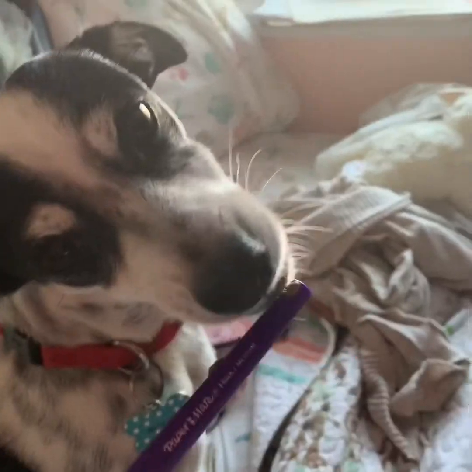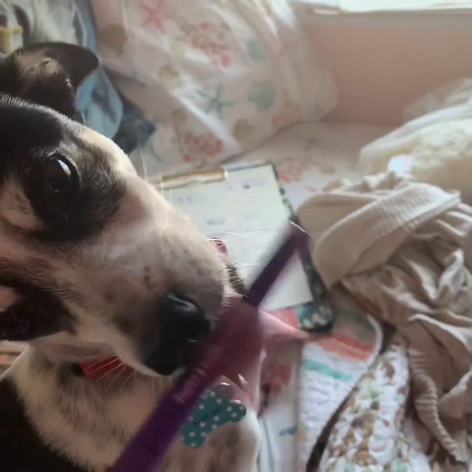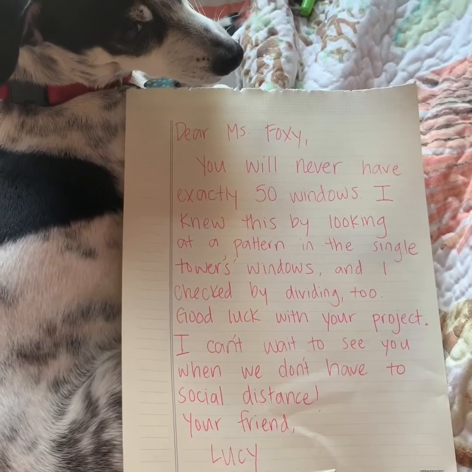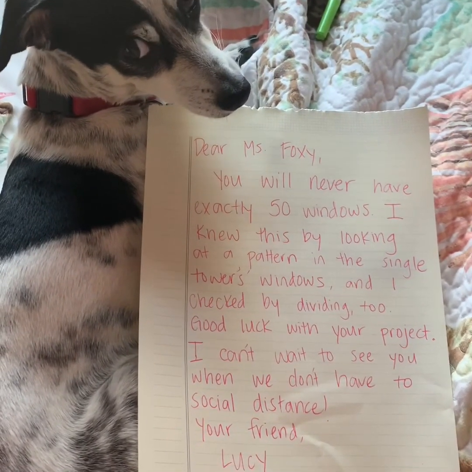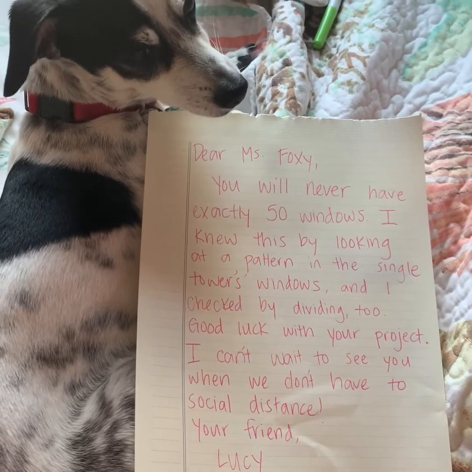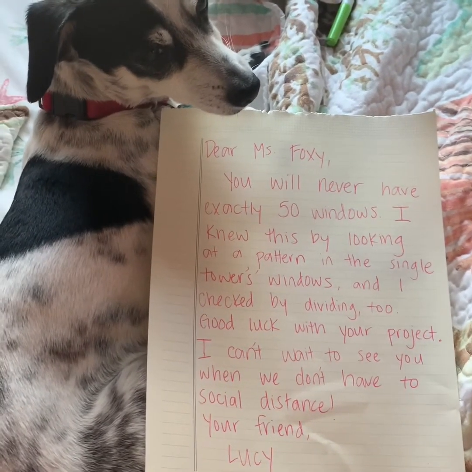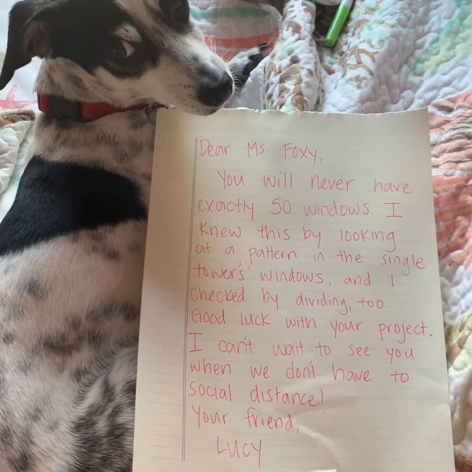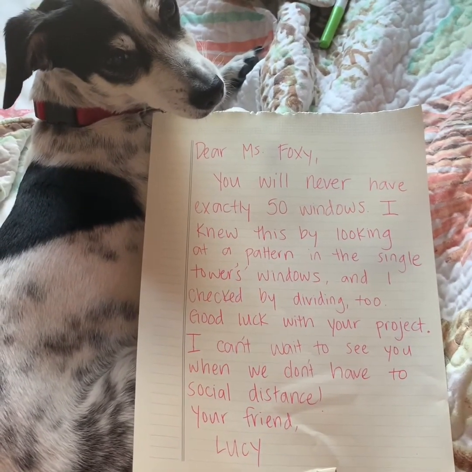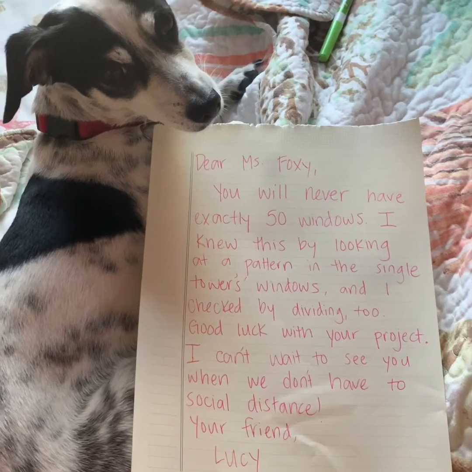So Lucy, do you want to write back to Miss Foxy? Oh, thank you. Okay, well, maybe I'll do the writing. Dear Miss Foxy, you will never have exactly 50 windows. I knew this by looking at a pattern in the single tower's windows, and I checked by dividing, too. Good luck with your project. I can't wait to see you when we don't have to social distance. Your friend, Lucy. You're such a good little pen pal.